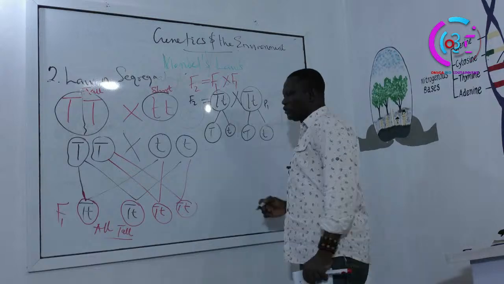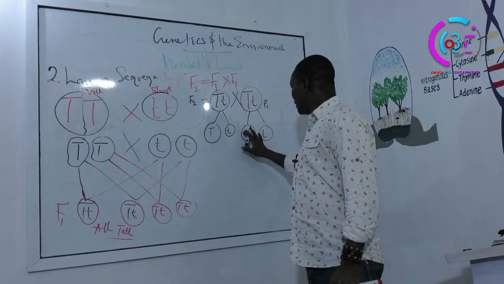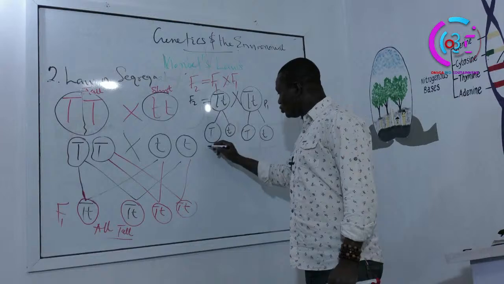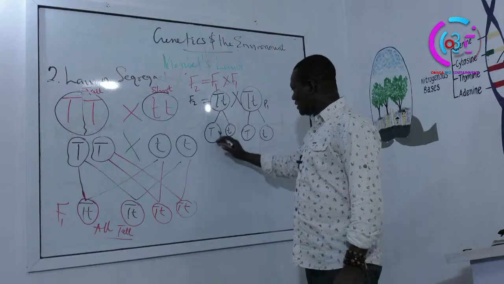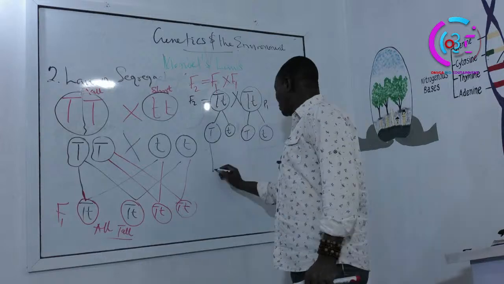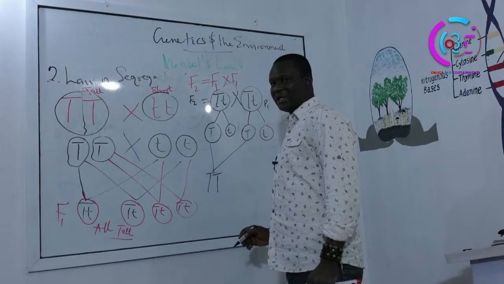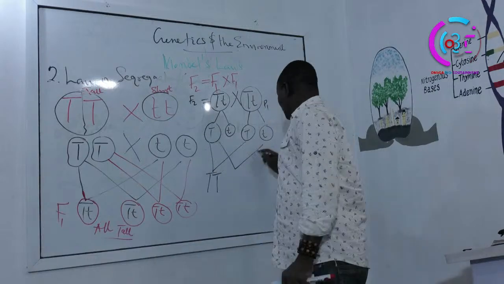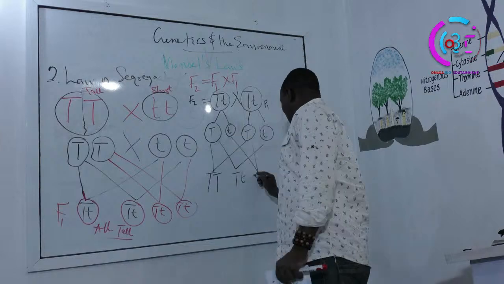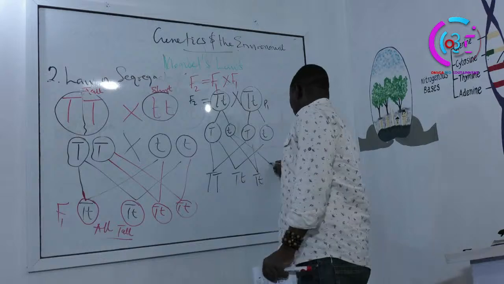I'm doing this for the sake of explanation. So that at the end of the day, during gametogenesis, that is during fertilization, that means you now cross this with this. Is going to be capital letter T, capital letter T. When you cross this with this, you are going to have this. You cross this, you are going to have this. And when you also cross this, you are going to have this.